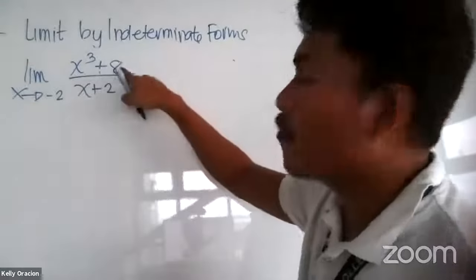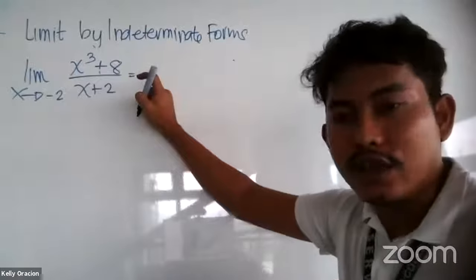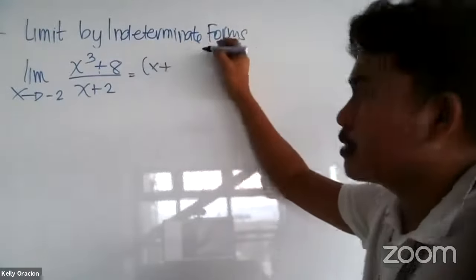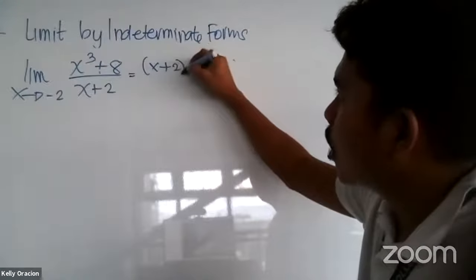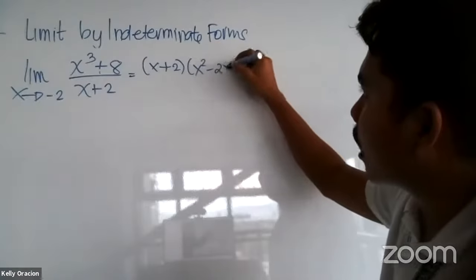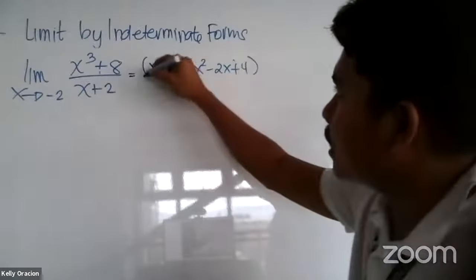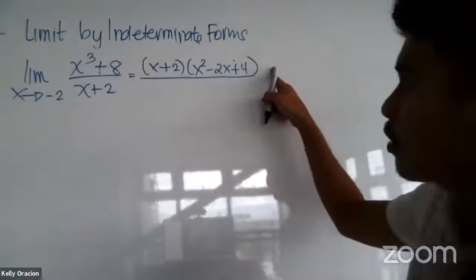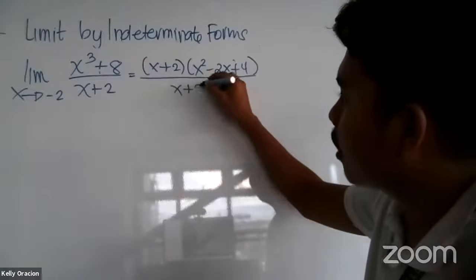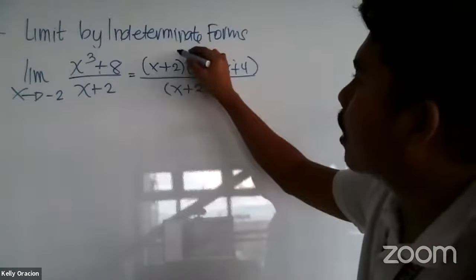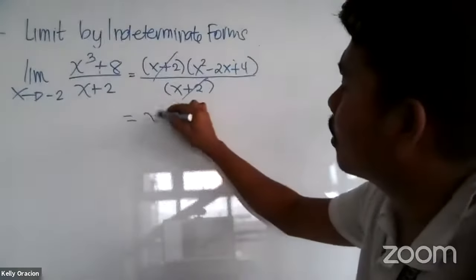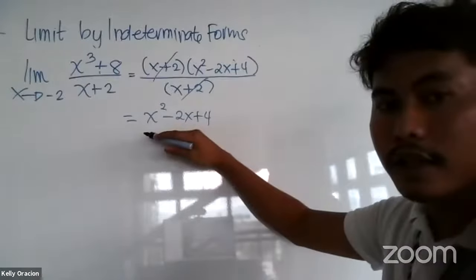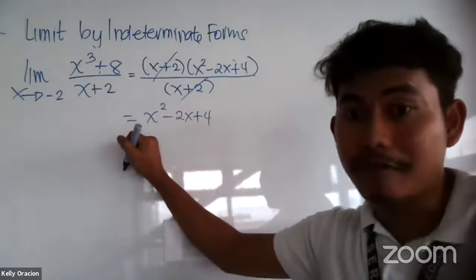Like this, the factor of your numerator, you have x plus 2 times x squared minus 2x plus 4. This is the factor of your numerator. Then, copy the denominator. It cancels. What remains is x squared minus 2x plus 4. After this process, you can perform direct substitution.